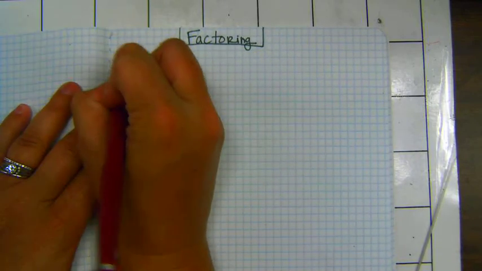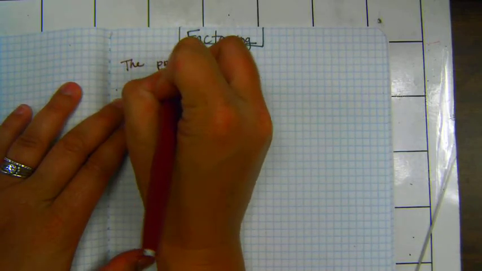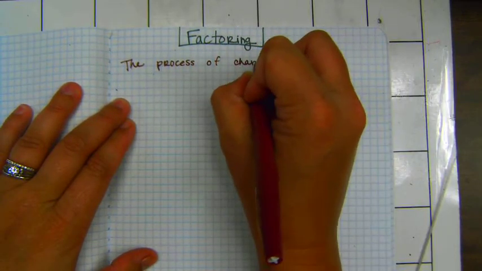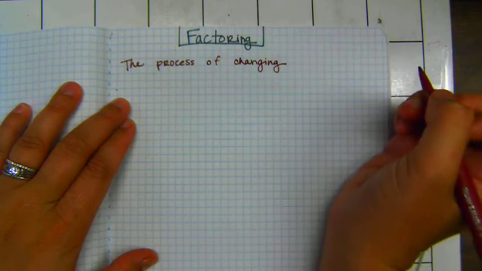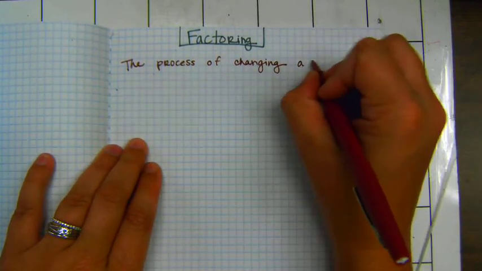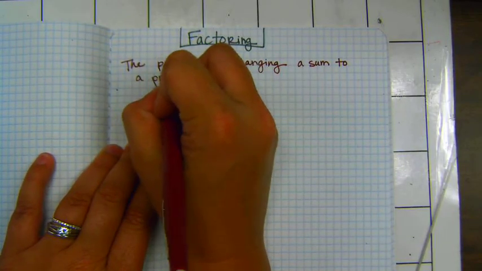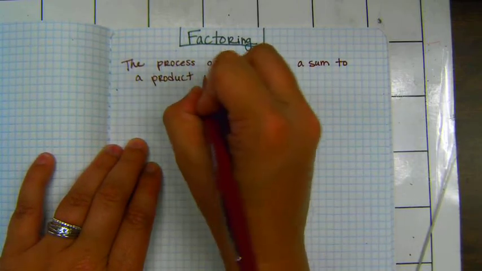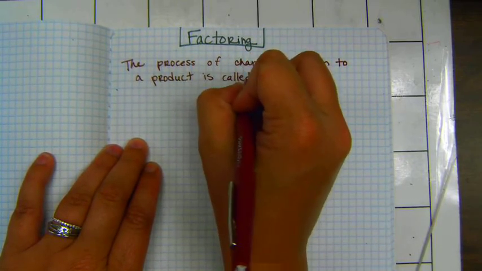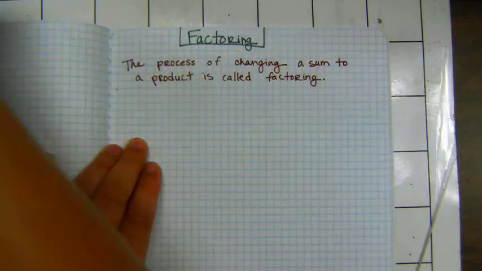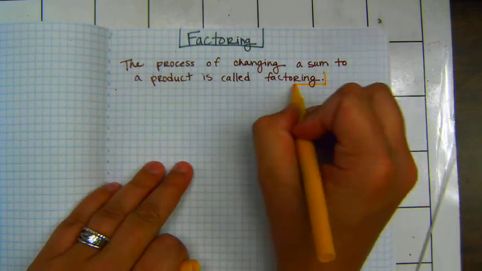So, the process of changing a sum to a product is called factoring. Okay. And in this class, we're going to be talking about factoring quadratics. Okay.